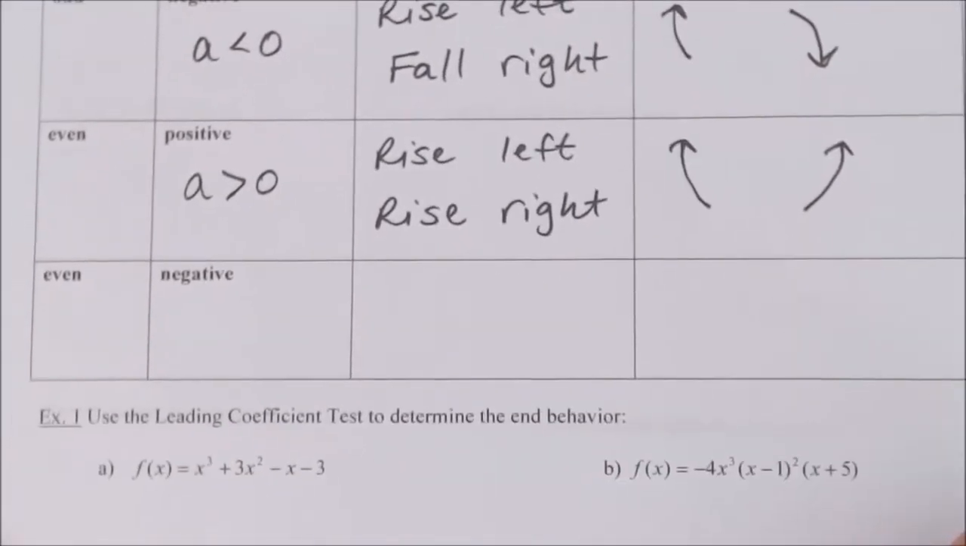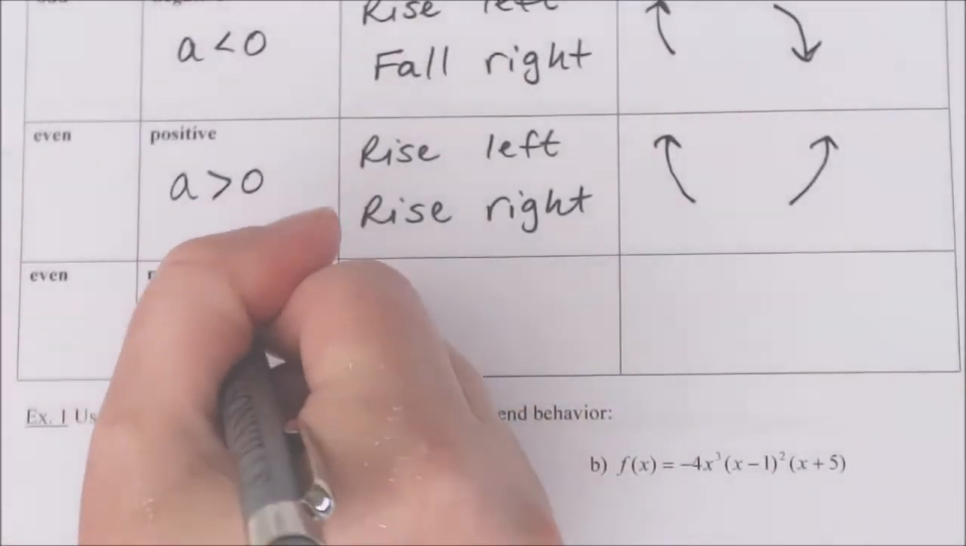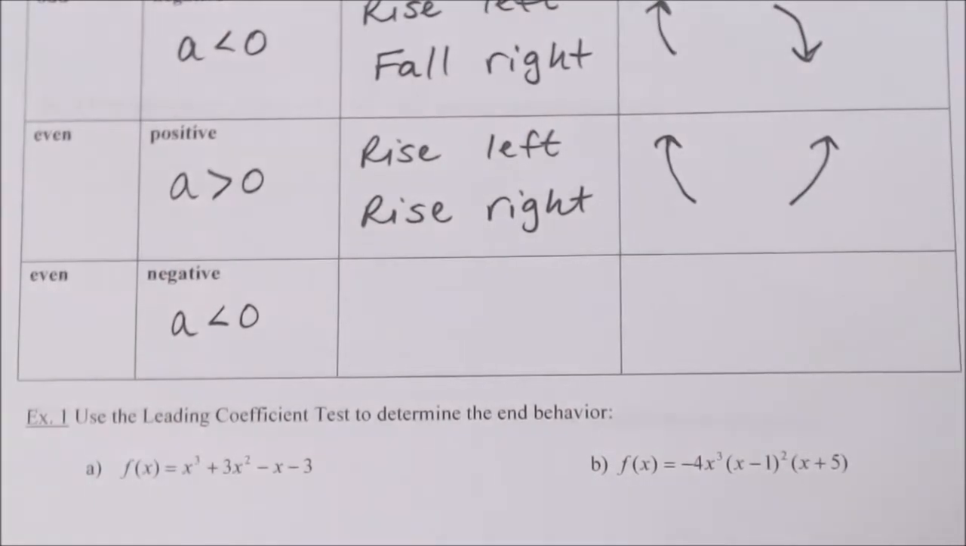If it's an even degree, but the leading coefficient is negative, think about what that's going to do. Even, sameness, still going to be the same. The behavior is going to be the same on both sides.